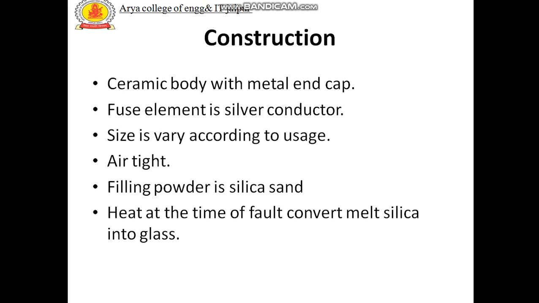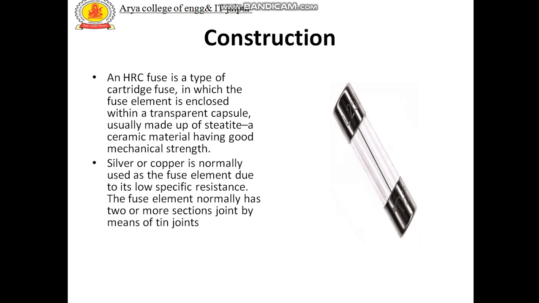If we talk about the construction of the HRC fuse, it is made from a ceramic body with metal end caps. The fuse element is a silver conductor. The size varies according to its usage, according to the rating. It is airtight. The filling powder is silica sand. Heat at the time of fault converts the silica into glass. There is the diagram.